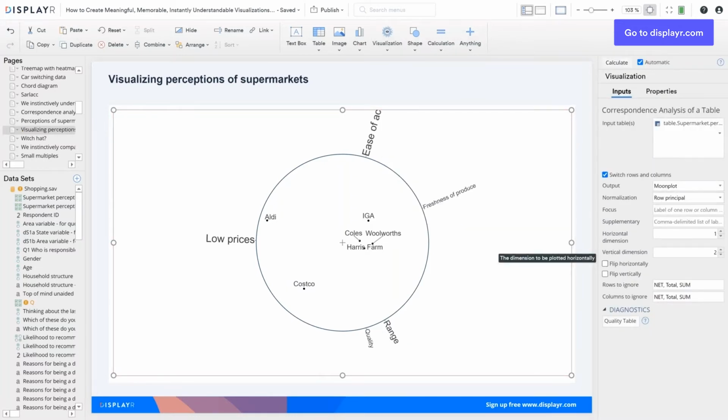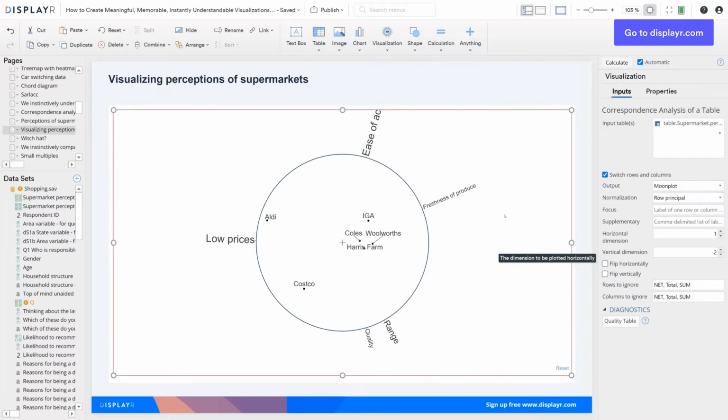Now, while the visualization is by no means perfect, your brain instinctively looks at it and it tells you that Aldi is about low prices. It tells you that Aldi is kind of a bit on its own in terms of being a competitor in this market. It's not a perfect visualization. While we can see that Aldi is closer to low price than Costco, we can't really see by how much.